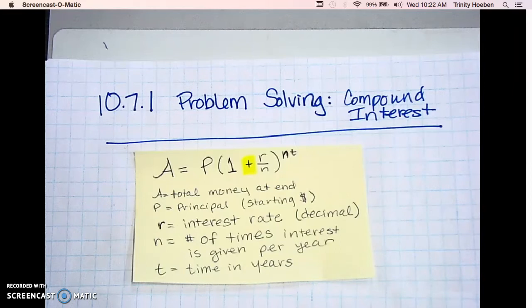R is going to be your interest rate given as a decimal. So if it's given to you as 6%, you're going to take that decimal, move it 2 places to the left, and change it to 0.06. N is going to be the number of times interest is given in a year, because that could be different. You could have 4 times a year, you could have 12 times a year, you could have twice a year, or you could just have once a year. If it doesn't really state, then it is just going to be once a year. And then T is, they're going to tell you how many years. So over 8 years, over 30 years, just how many of each of those items.